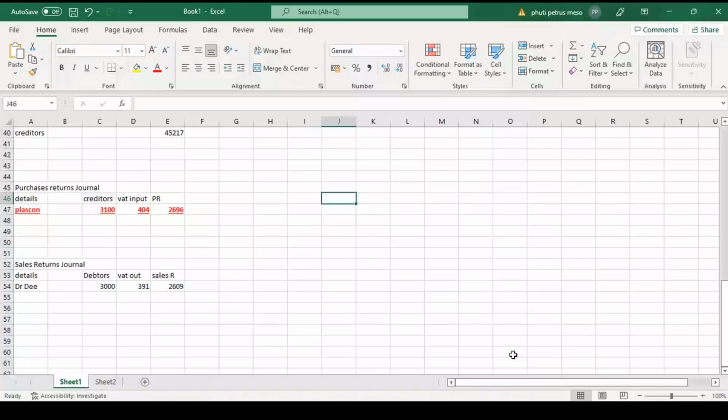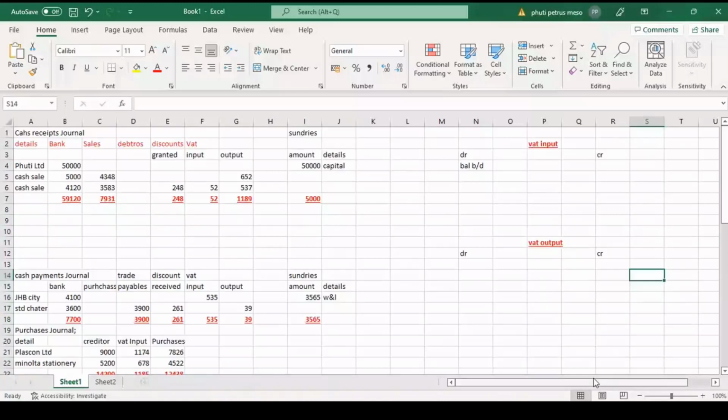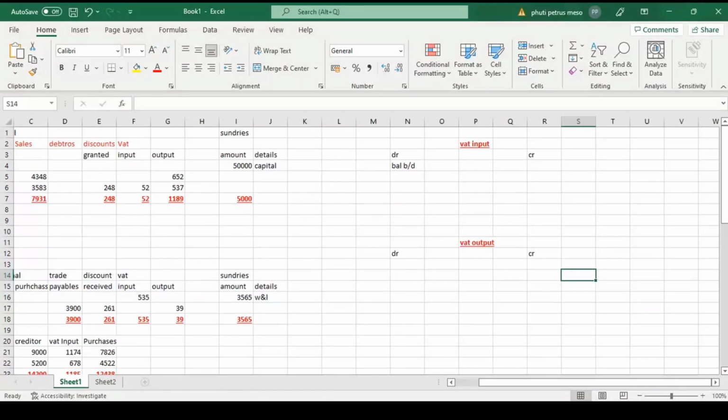Sorry, can you display what you are doing now? Just to show the down. So go like this. Okay. This is then the VAT output. And you need to tell your output is expenditure increase on the debit side. So this is how you start. The balance brought down.